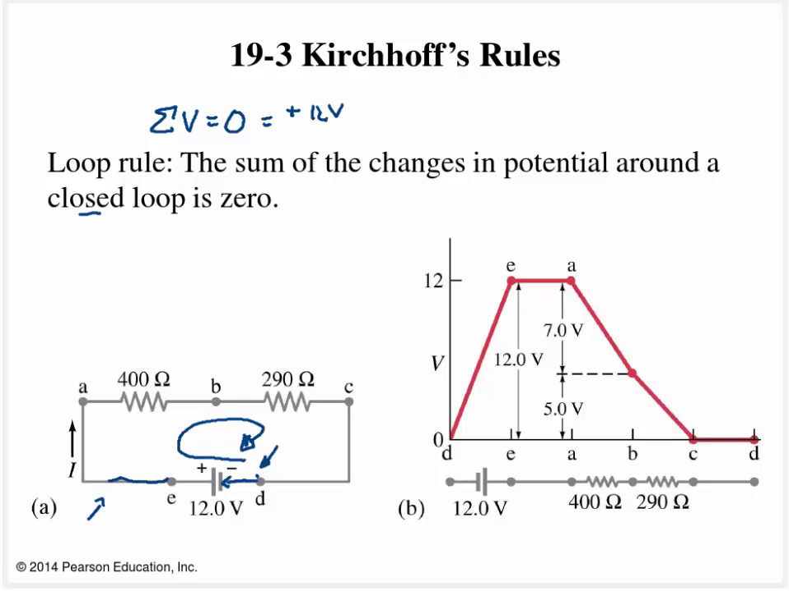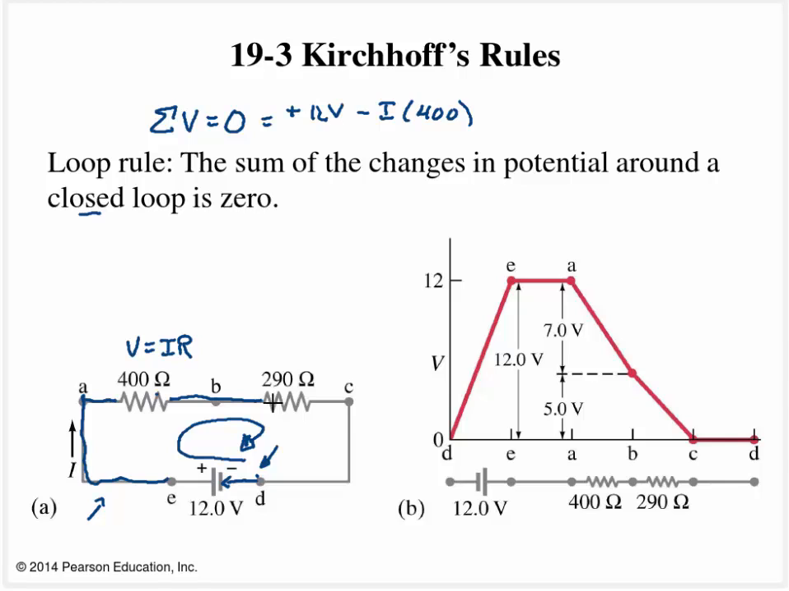Now I'm going to keep on chugging along this circuit. I have 12 volts. Now I'm going to lose some voltage. The amount I'm going to lose is equal to my current multiplied by my resistance. So I'm going to lose, that's the minus sign, the current multiplied by the resistance, so I times 400.